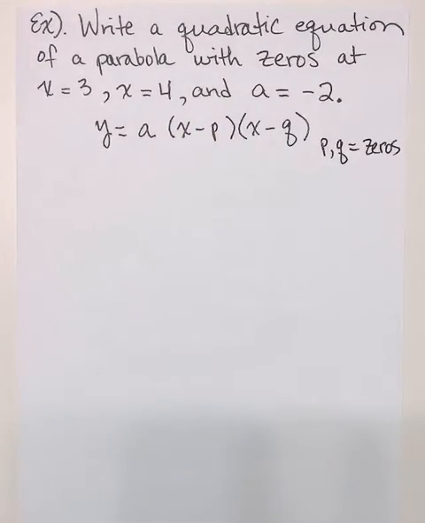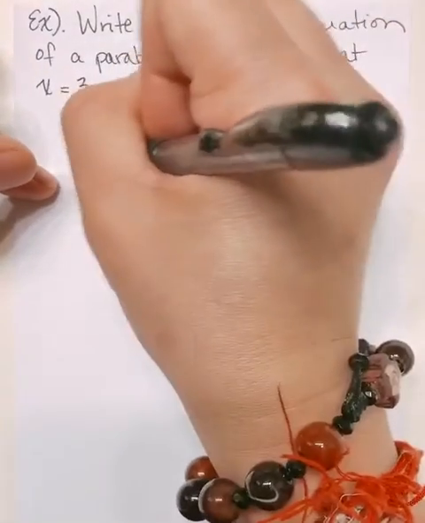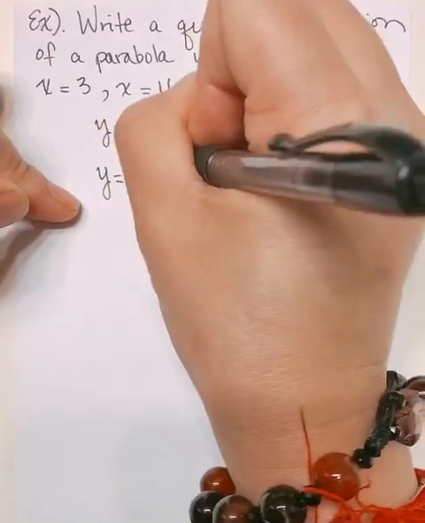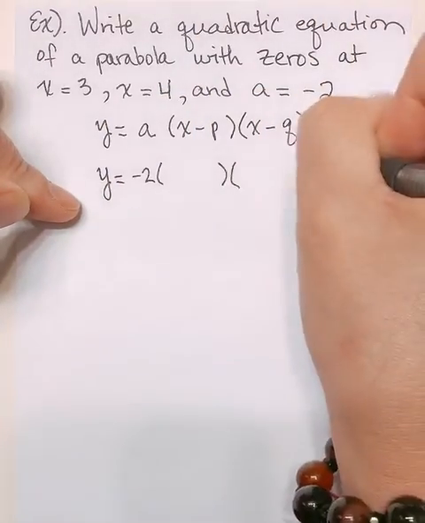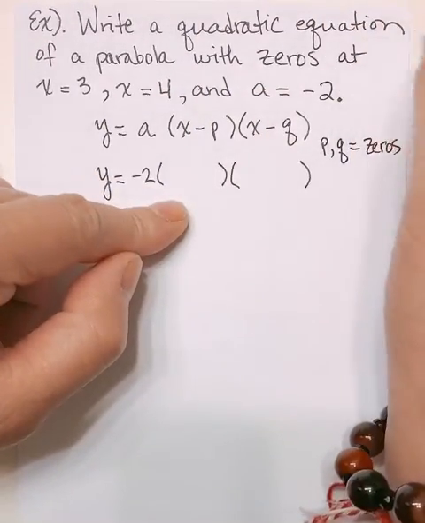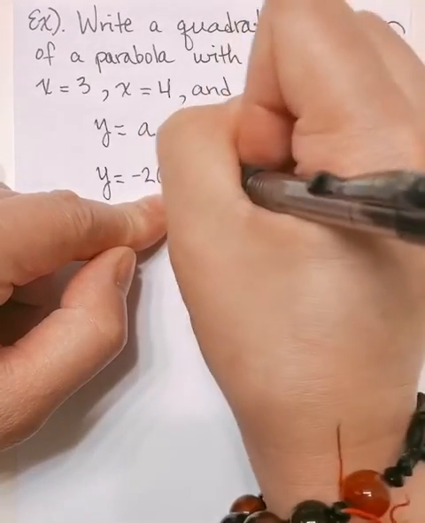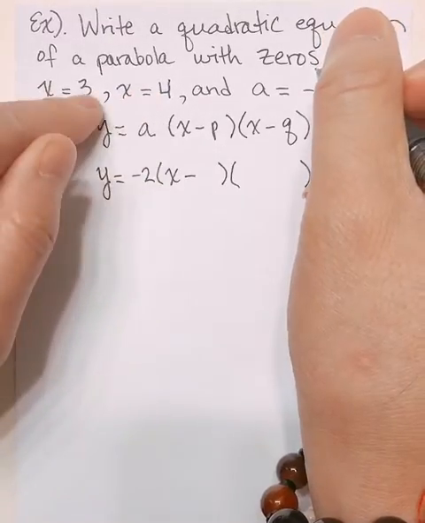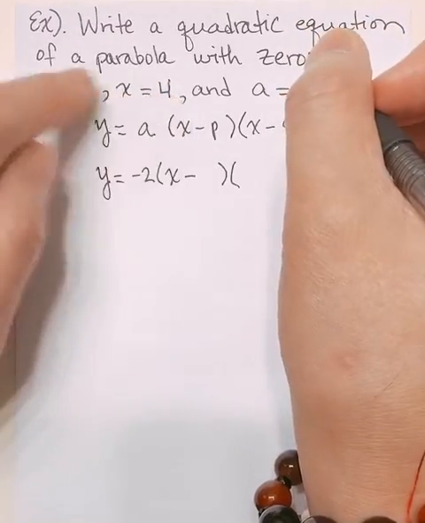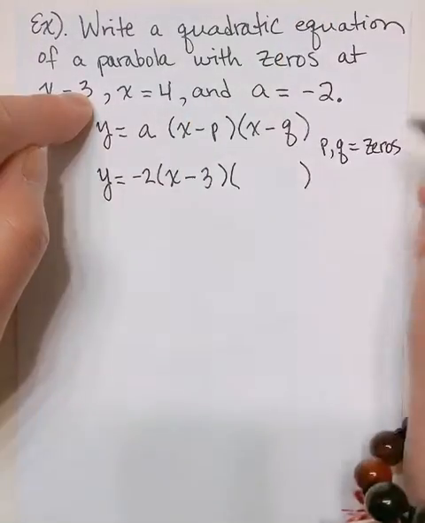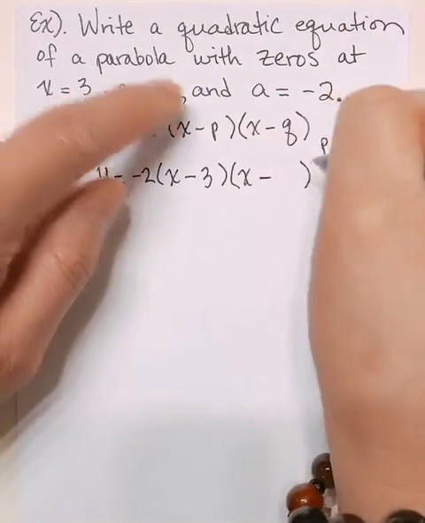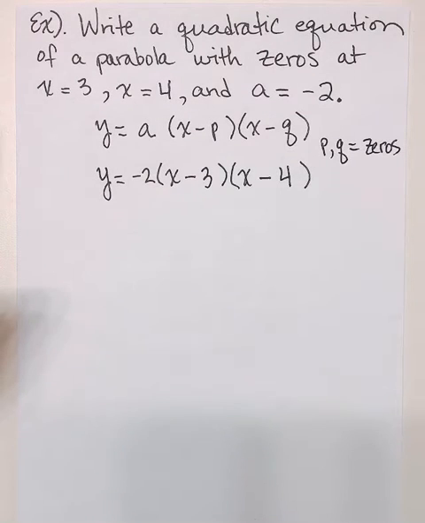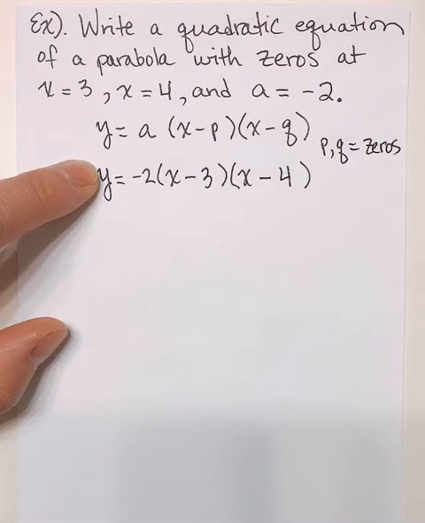So let's just substitute values in. We put y equals, a is -2, parentheses, and then we put the two zeros, or the two roots, in there. So we put x minus, where p is going to be either one of these. It doesn't matter which one you use first. You could use 3 first or 4 first. Let's just go in order. Let's put 3 in there first, and then x minus 4, okay? Now, if the problem says write this in factor form, you are done.